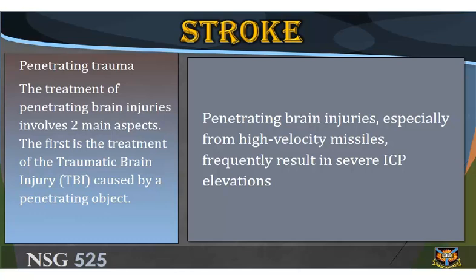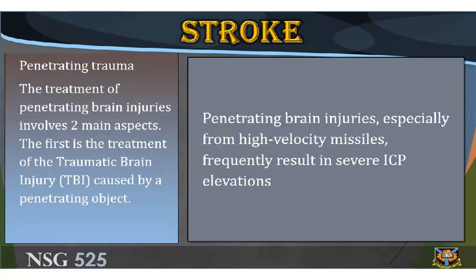Penetrating trauma. The treatment of penetrating brain injuries involves two main aspects. The first is the treatment of the traumatic brain injury (TBI) caused by a penetrating object. Penetrating brain injuries, especially from high-velocity missiles, frequently result in severe ICP elevations. This aspect of penetrating brain injury treatment is identical to the treatment of closed head injuries.